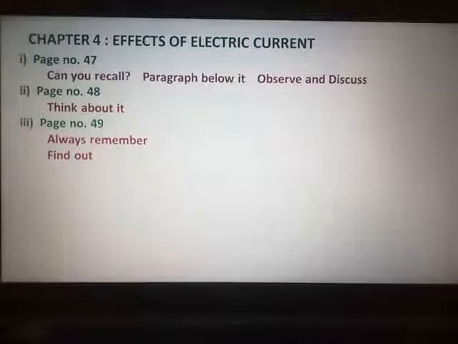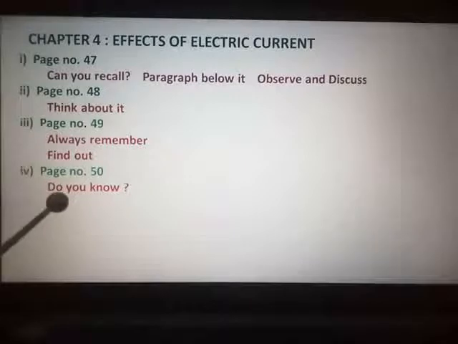Page number 50, do you know pink colored block is there on the top? Remove that block. About MCB, information about MCB. And on that page towards the bottom you have two solved examples, example number 1 and 2. Both the examples you remove.